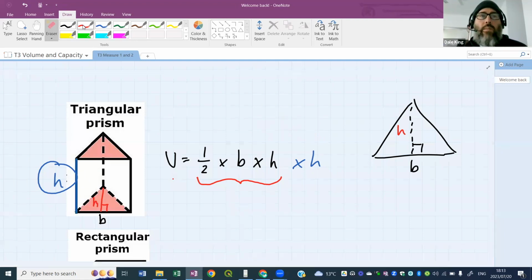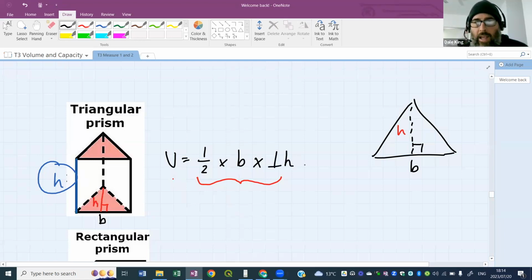The order doesn't really matter. But what I do when I teach this is I call this height here in the triangle a different name. So I use the perpendicular symbol like that, and that height there. I give it a symbol, the perpendicular height of the triangle, this H here. So this is the perpendicular height of the triangle. And then you can use another H. Sometimes they use a capital H to make it look different.